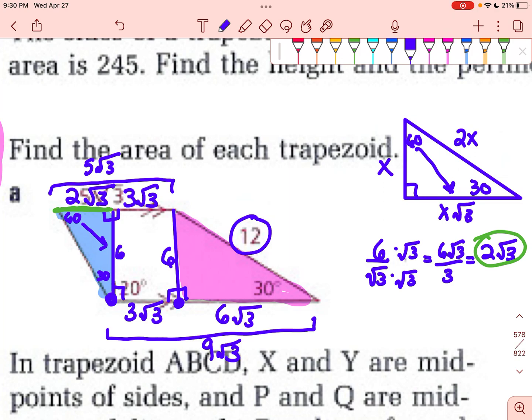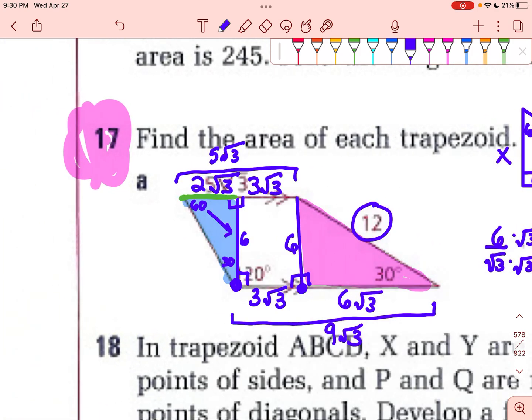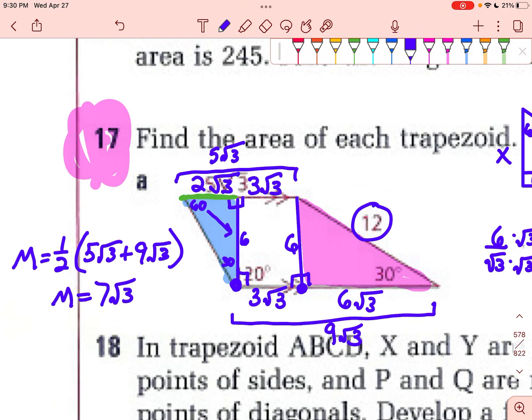And so I personally like to find the median. So the median is 1/2 the bases added together. So 5 root 3 and 9 root 3. So 5 and 9 is 14, and half of that means the median is 7 root 3. So if you just take the median and multiply it by the height, which is 6, you get 7 root 3 times 6, and that's why the area of this shape is 42 root 3.